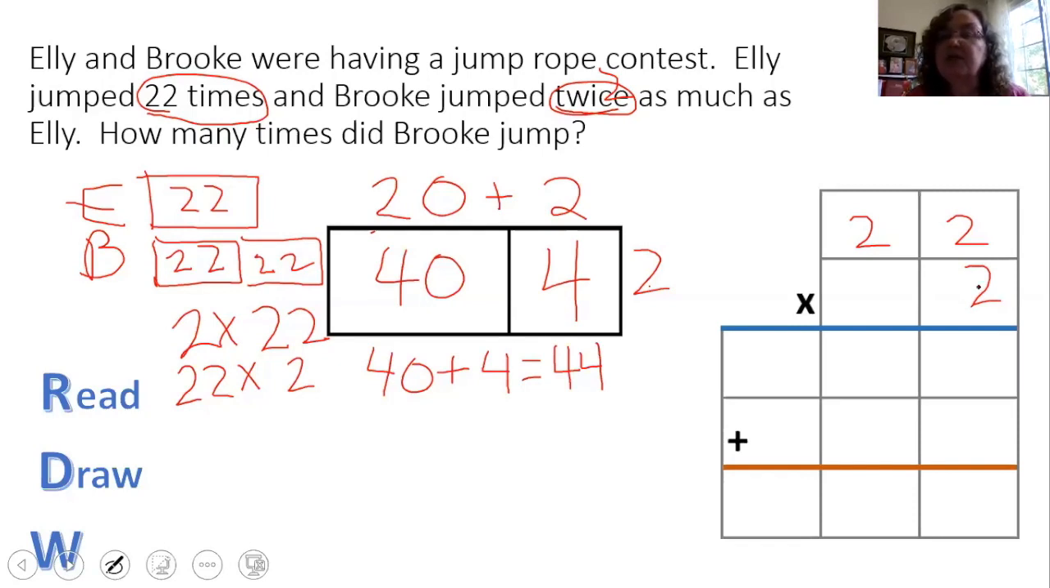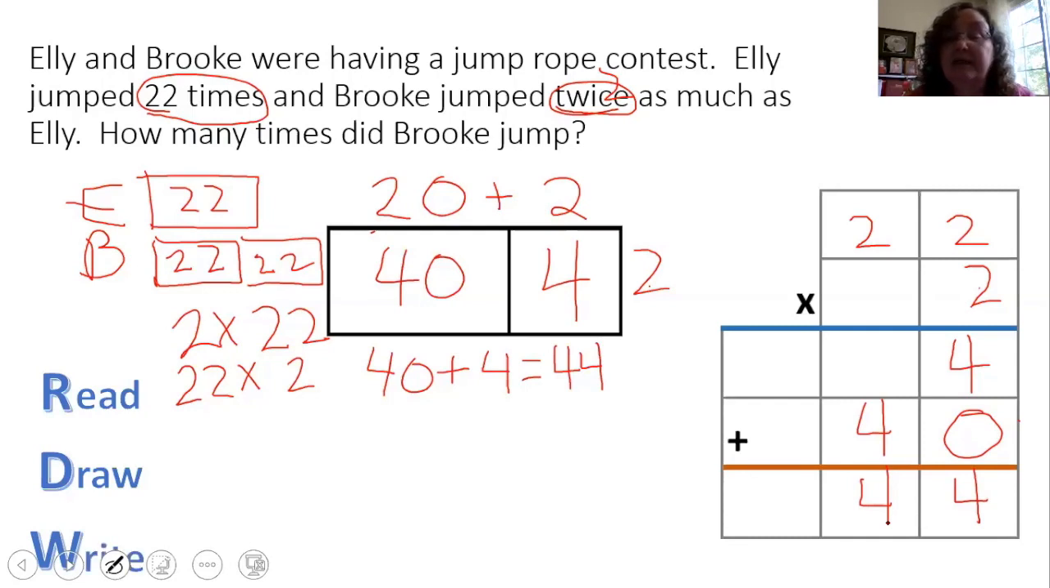So 2 times 2 is 4 again. Now I'm going to move down to the next line. And what would be 2 times 20? 40. Now I'm going to add: 4 plus 0 is 4, and nothing plus 4 is 4. So now I have the answer to this. But what's my next step?